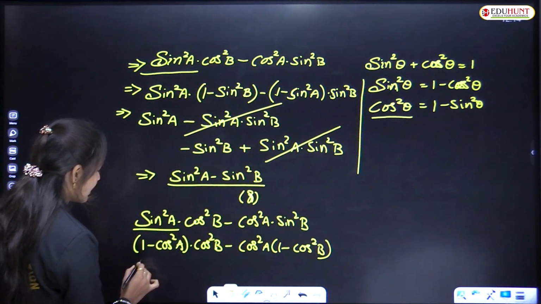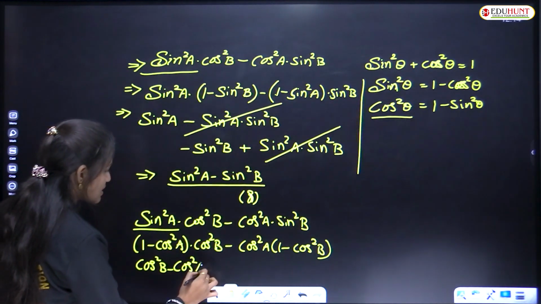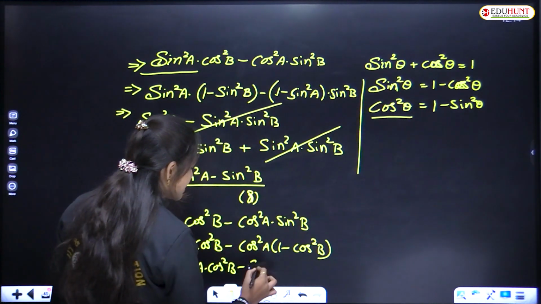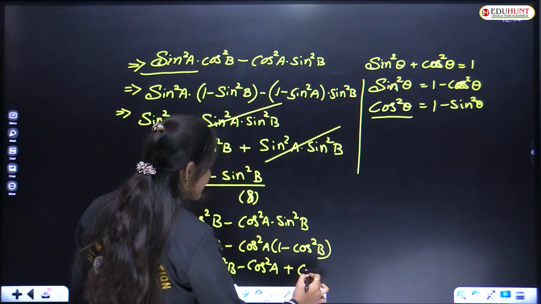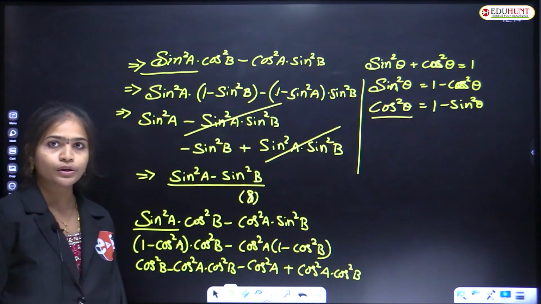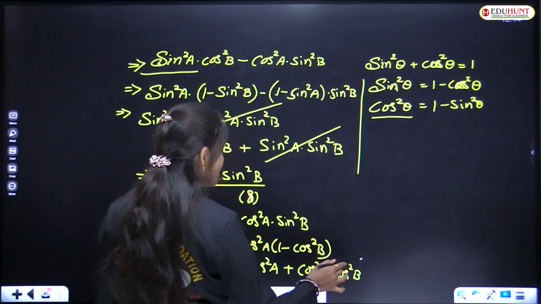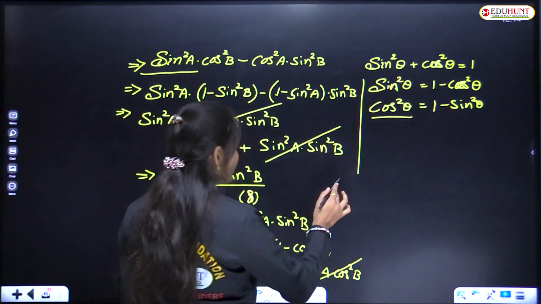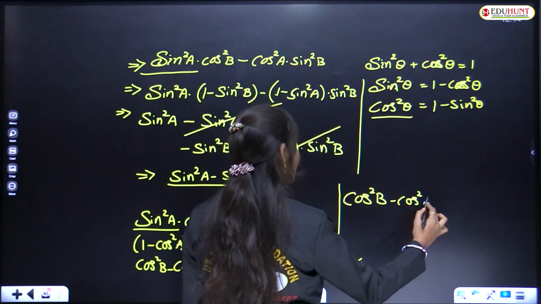Cos square b into 1 is equal to cos square b minus cos square a into cos square b, minus cos square a into 1 is equal to cos square a. Next, minus into minus is equal to plus cos square a into cos square b. You know this one, no? So, that's why here directly I am saying, here cos square a cos square b, cos square a cos square b get cancelled. Next, the leftover terms: cos square b minus cos square a.